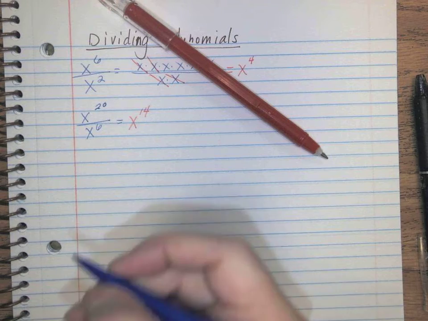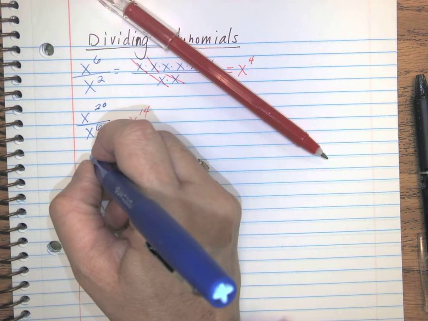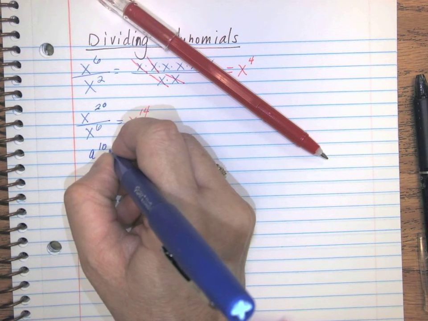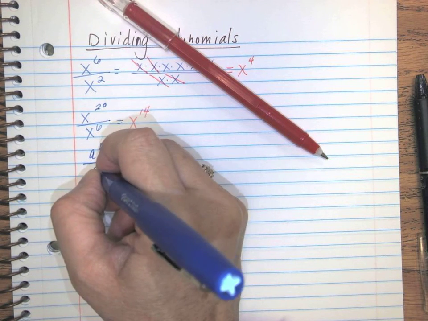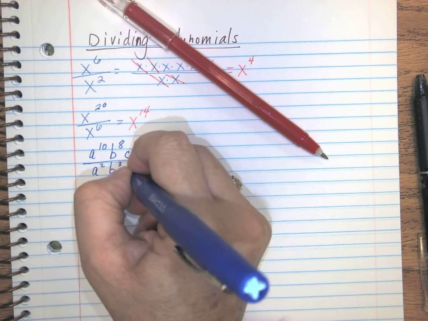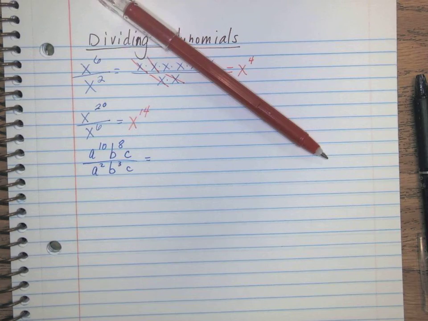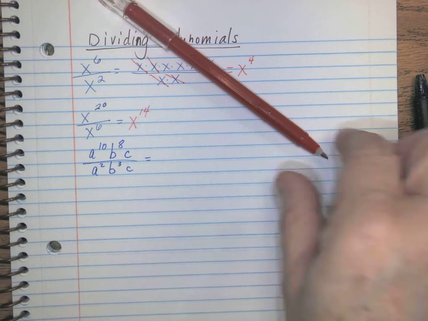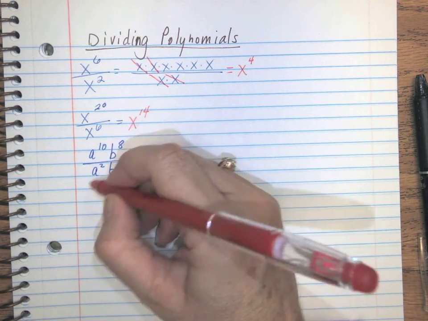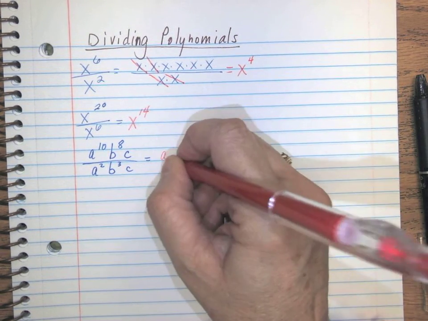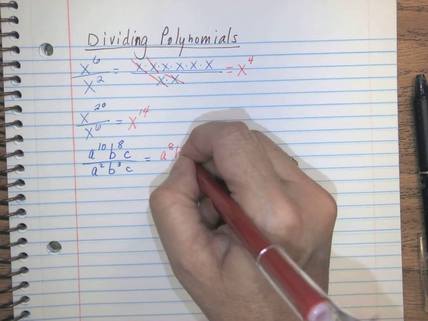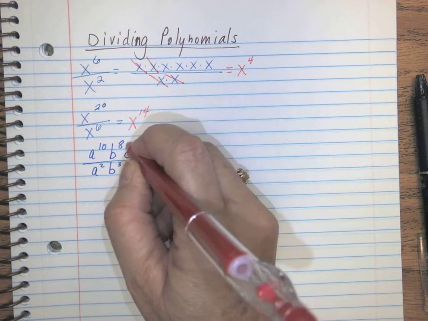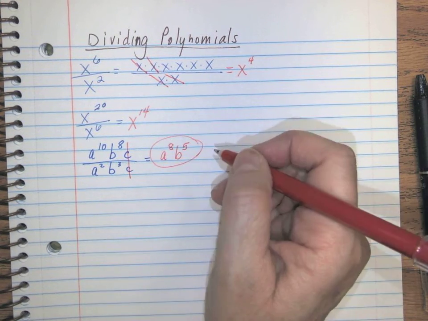What if we had more than one letter? I'm going to get a to the 10, b to the 8, c over a to the 2, b to the 3, c. So just like in multiplication, we kept the letters together. We're going to do the same in division. So let's look at the a's. 10 minus 2 is 8. Let's look at the b's. 8 minus 3 is 5. And look, our c's cancel. So this is our answer.